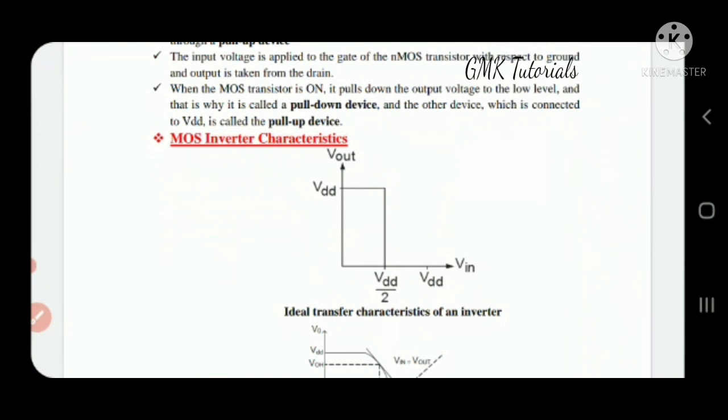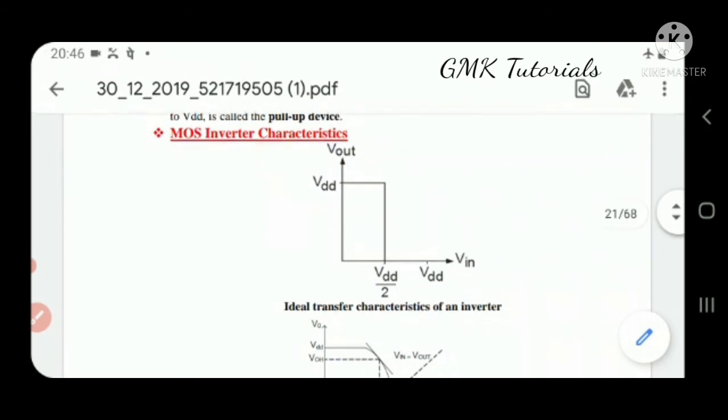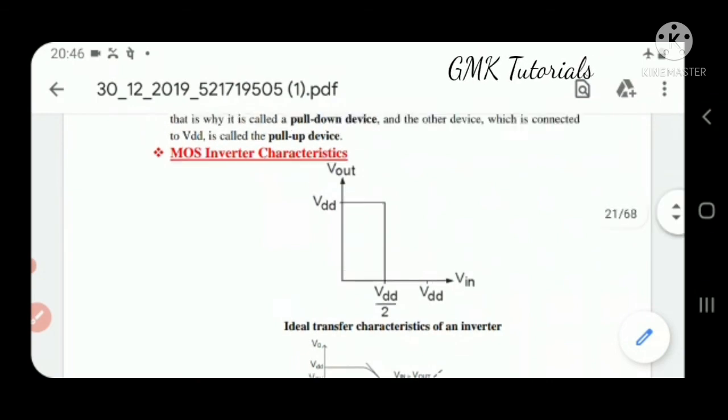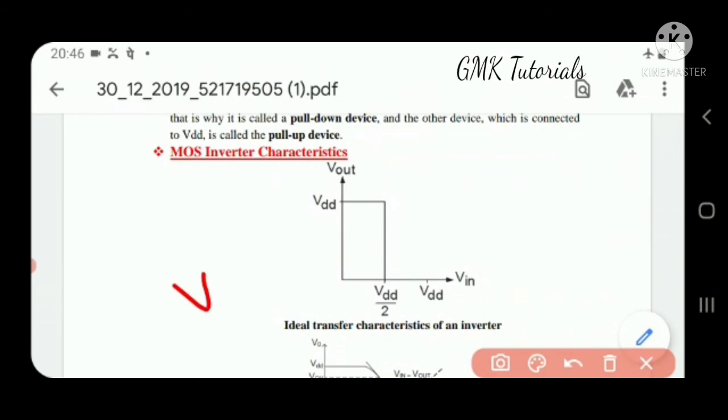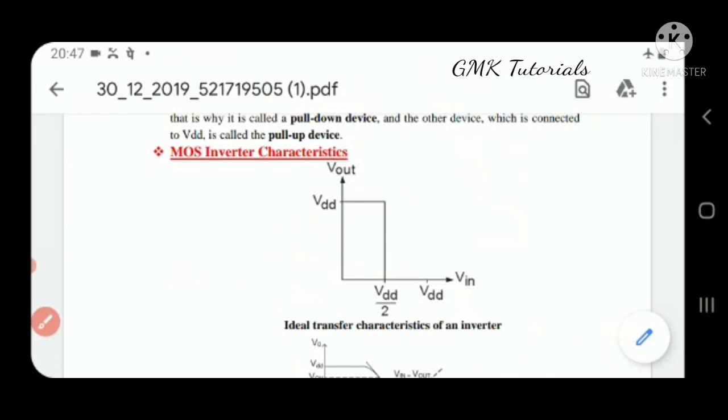Whenever the input voltage crosses the threshold voltage of the corresponding inverter, at that time it produces the minimum output. Up to that extent it produces the maximum output. Whenever the input is greater than VTH, the threshold voltage of the inverter, at that time the corresponding transistor acts as an on circuit and produces a low output.